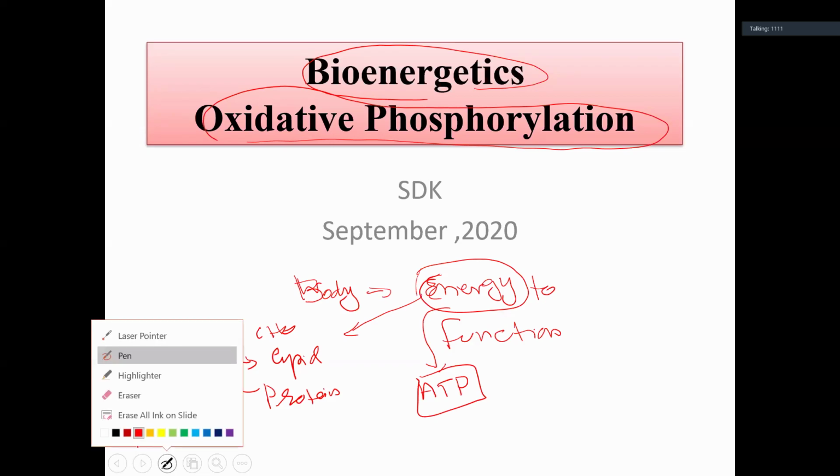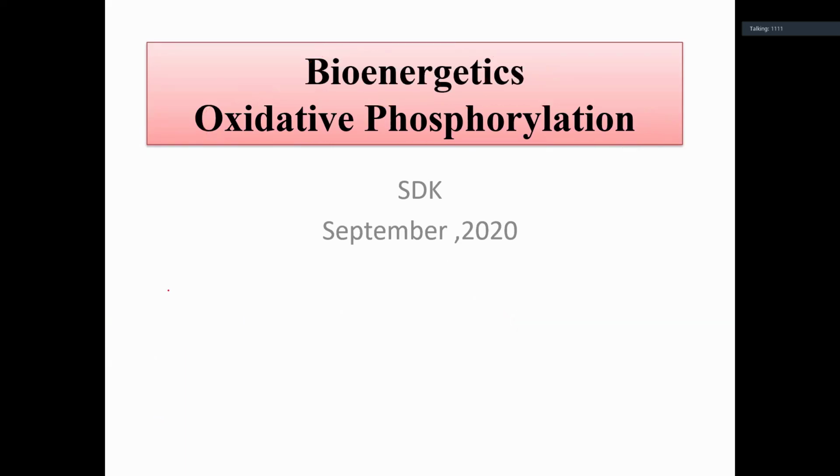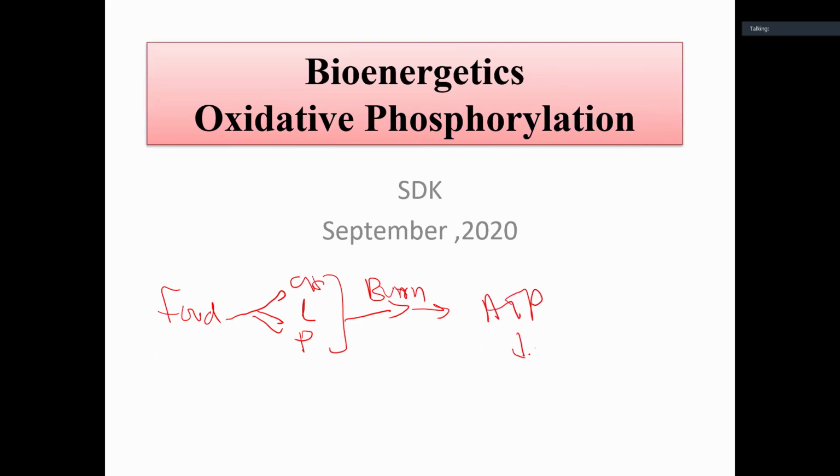So if we summarize it, we take food, carbohydrate, lipid, and protein. We burn food. It gives us energy. Energy, we utilize it for functions. Clear? Yes, clear, so far so good.